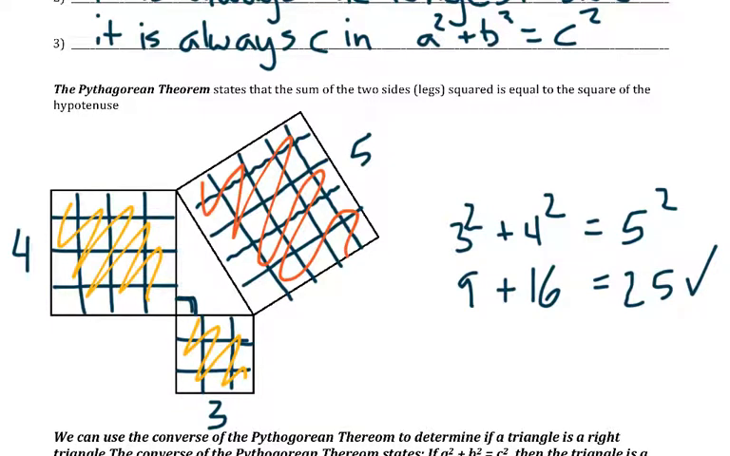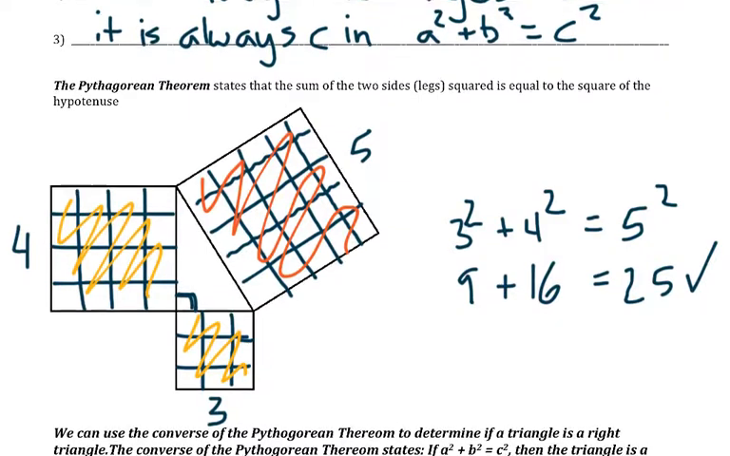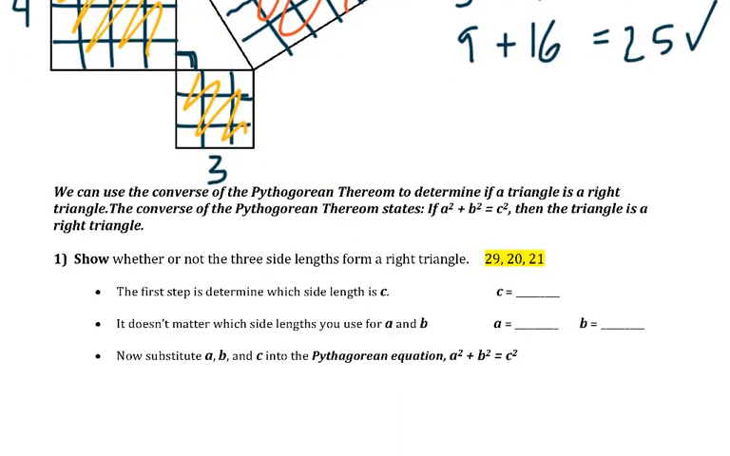Now, we knew it was going to work because we were given a right triangle to start. But now we're going to look at the converse of the Pythagorean theorem. We can use the converse of the Pythagorean theorem to determine if a triangle is a right triangle. The converse states: if a squared plus b squared equals c squared, then the triangle is a right triangle. I love the if-then. So if I can show this, then this is true.